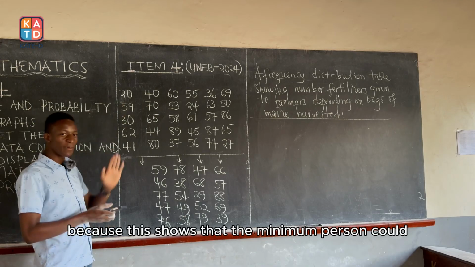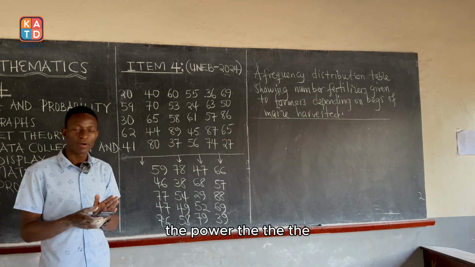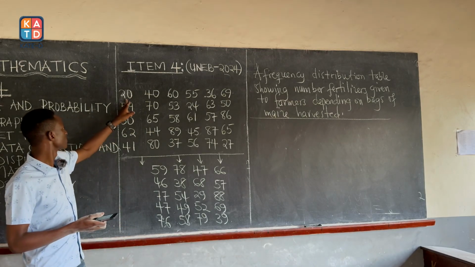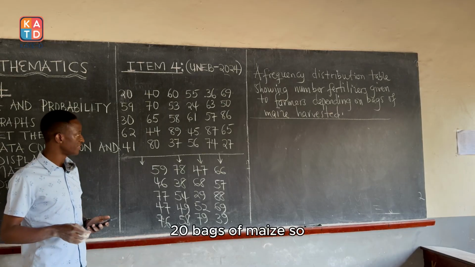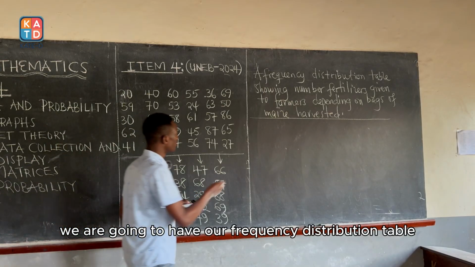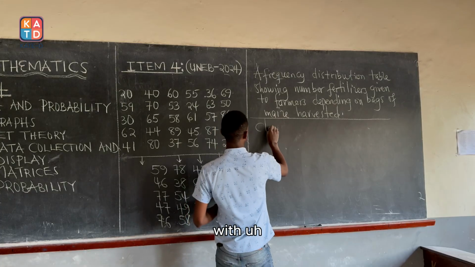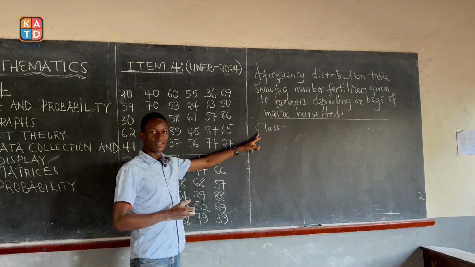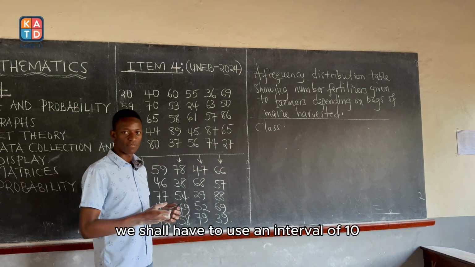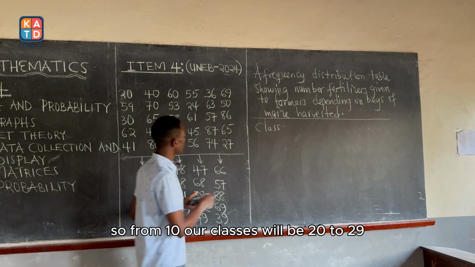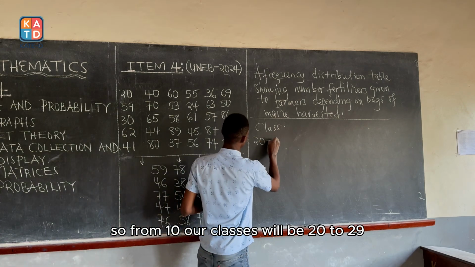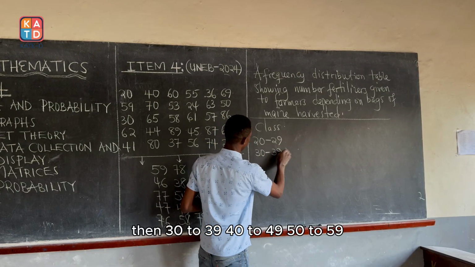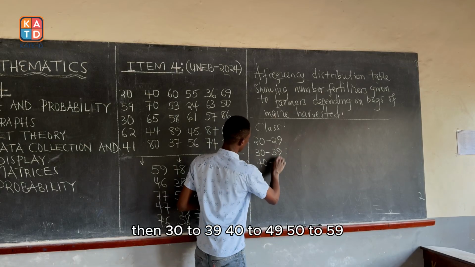Because this shows that the farmer who could produce the least could produce 20 bags of maize. So we are going to have our frequency distribution table with the classes. But this class here, we shall have to use an interval of 10. So from 10, our classes will be 20 to 29, then 30 to 39, 40 to 49.